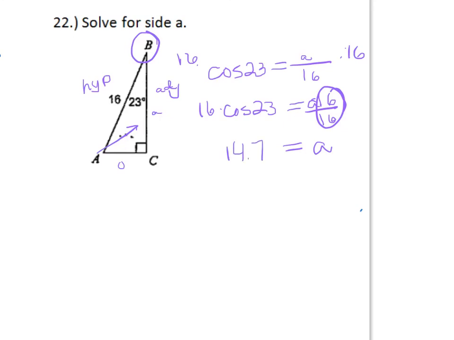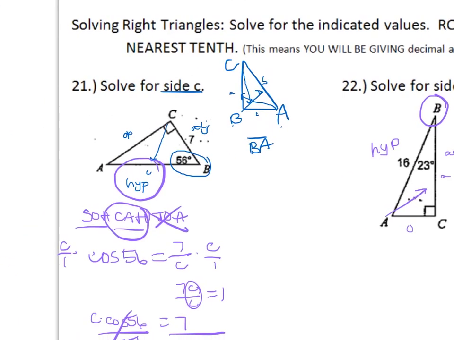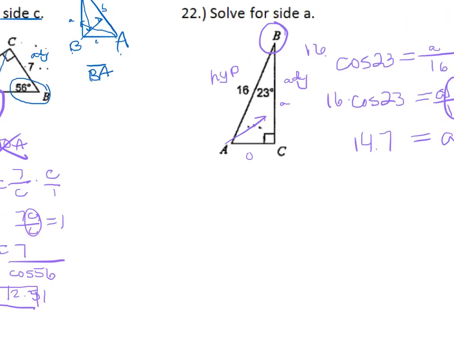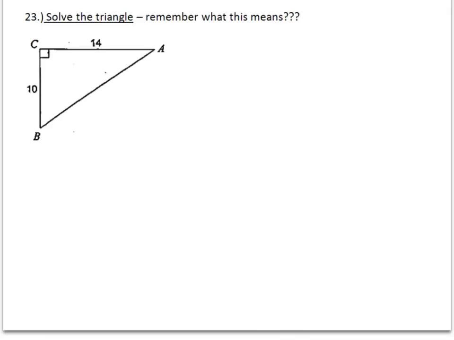Just round to the tenths. Oh, wait, I think I did tell you what to round to. Yes, round to the nearest tenth. Oops. So 12.5 would be where we'd stop on that one. And then 14.7.